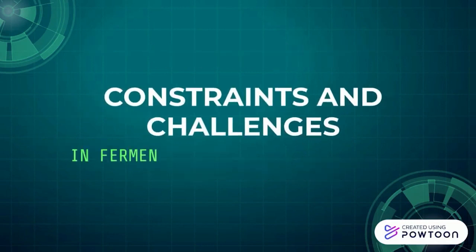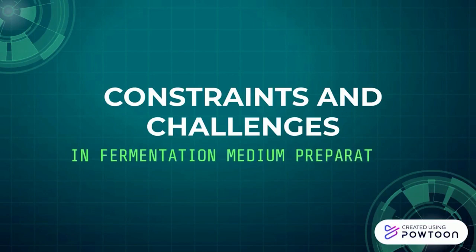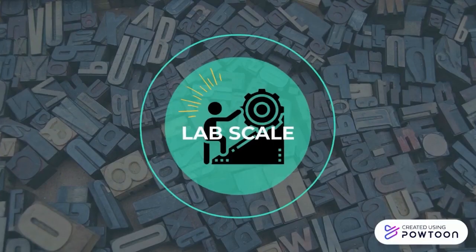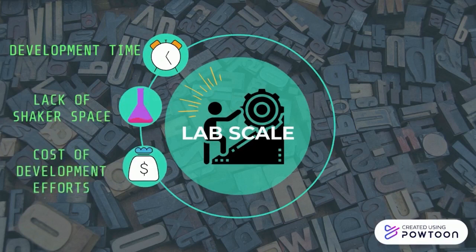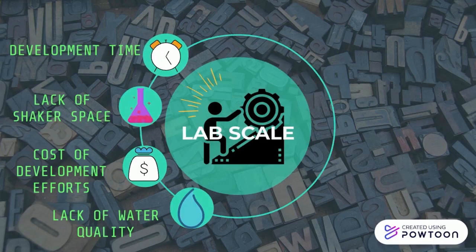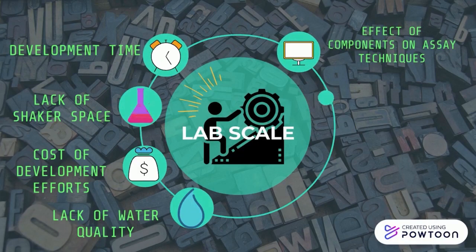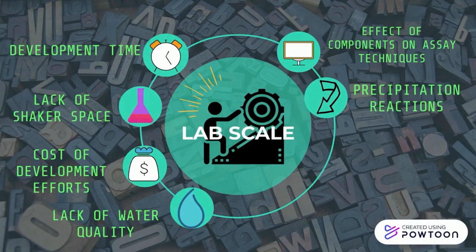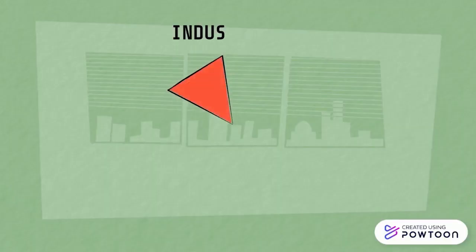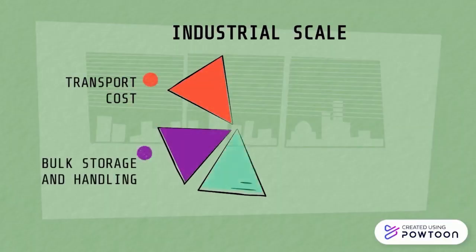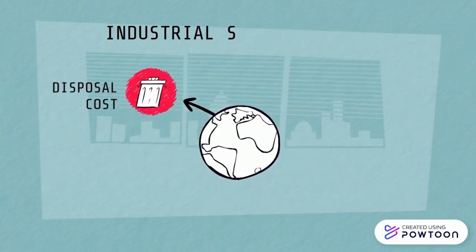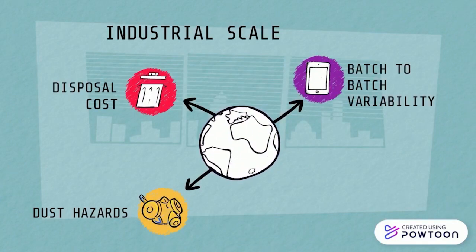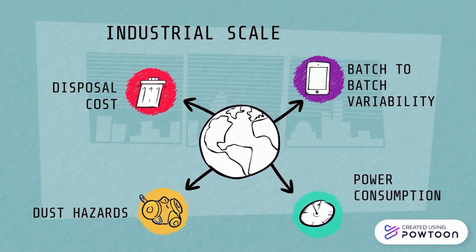So what are the constraints and challenges during medium preparation? In lab scale include development time, lack of shaker space, cost of development efforts, lack of water quality, effect of components on assay techniques, precipitation reaction, and foaming. The transport cost, bulk storage and handling, medium cost, test problems, stability of the supply, the disposal cost, dust hazard, batch-to-batch variability, and power consumption are the challenges in industrial scale.